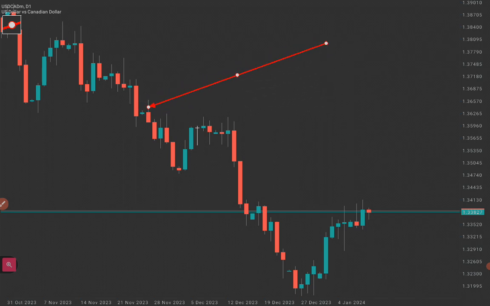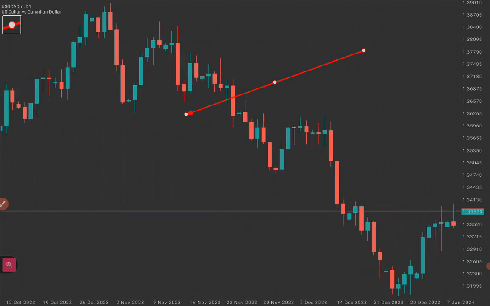This is another imbalance right here. When price went back to that imbalance, what did you see? Price reacted to the imbalance and then dropped drastically to the downside. Now this is another imbalance right here. When price came to the imbalance, what did you see? Price rejected to the downside.